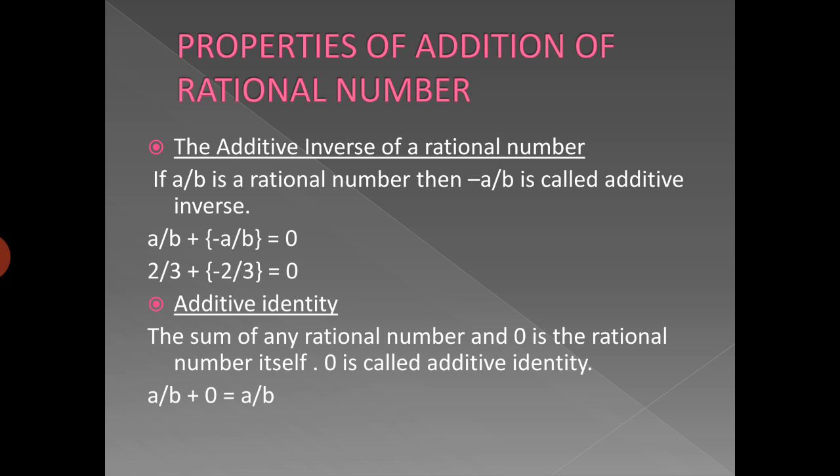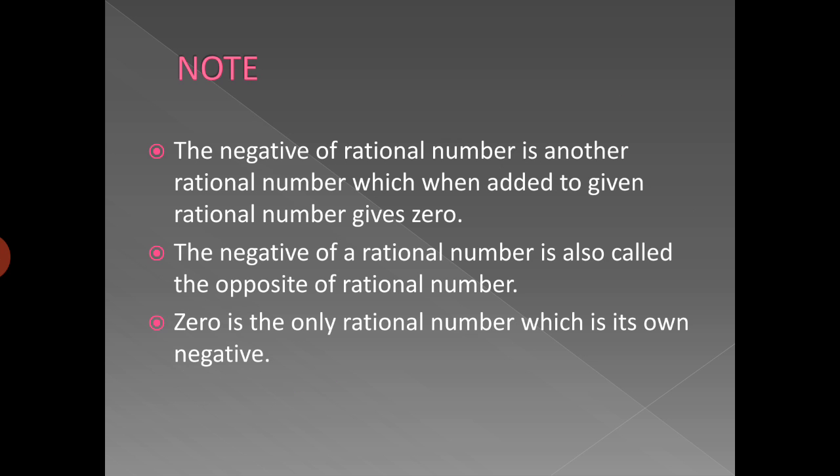Additive identity. The first property we discussed was the additive inverse, the number with the opposite sign. And what is the additive identity? The sum of any rational number and 0 is the number itself. So 0 is called the additive identity. For all rational numbers, 0 is the additive identity.